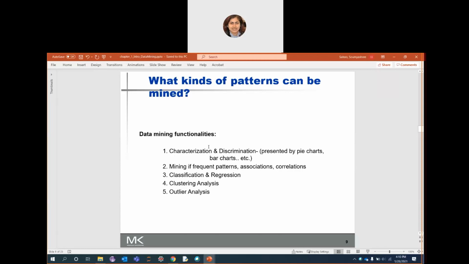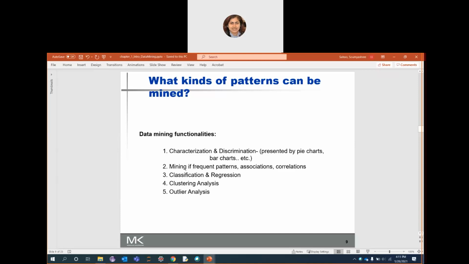And then discrimination, it is a comparison of general features of various data objects. The data can be divided into multiple classes. So when you make a comparison between the features of different data objects, that goes in your data discrimination. What are the different ways of visualizing the characterization and discrimination? That is using pie charts, bar charts, histograms. There are various ways of visualizing the data.